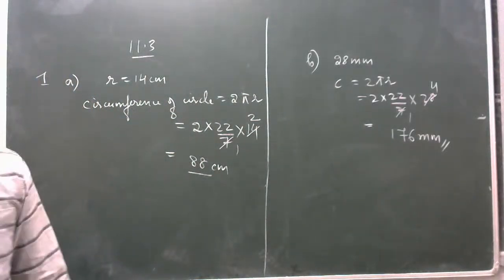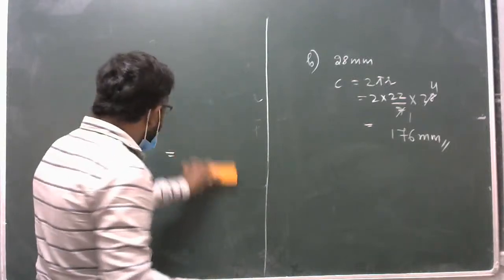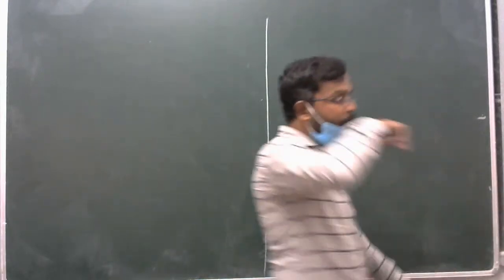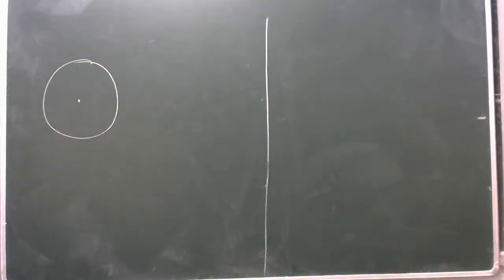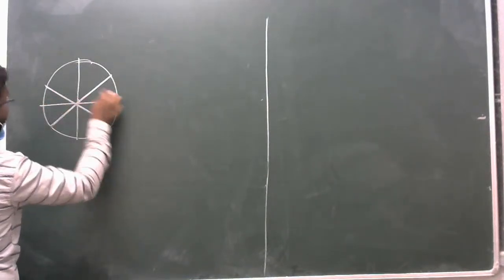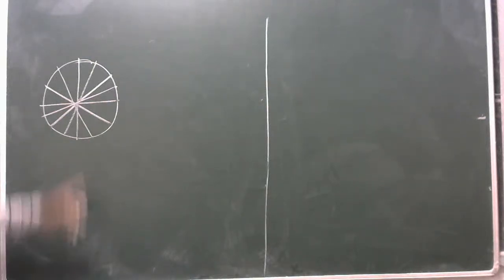So now we'll go to the next topic, that is area. To find the area of a circle, we have one activity in your textbook. So let us try to do it on the board now. This is a circle, and this circle, we are cutting into so many small pieces. You have to cut it properly. It will be cut from the center.